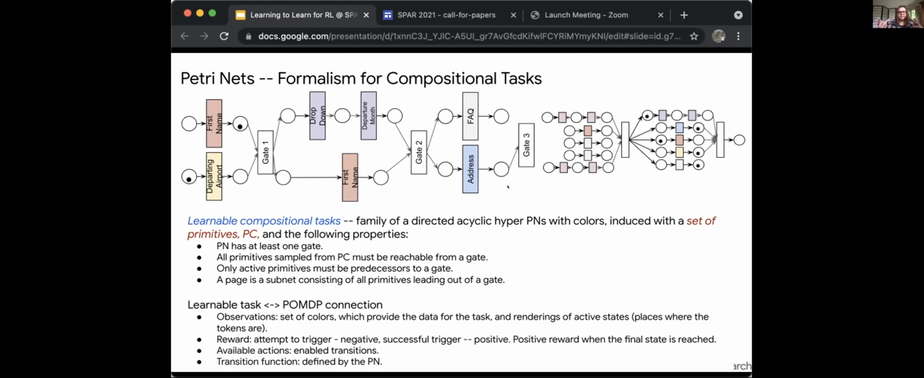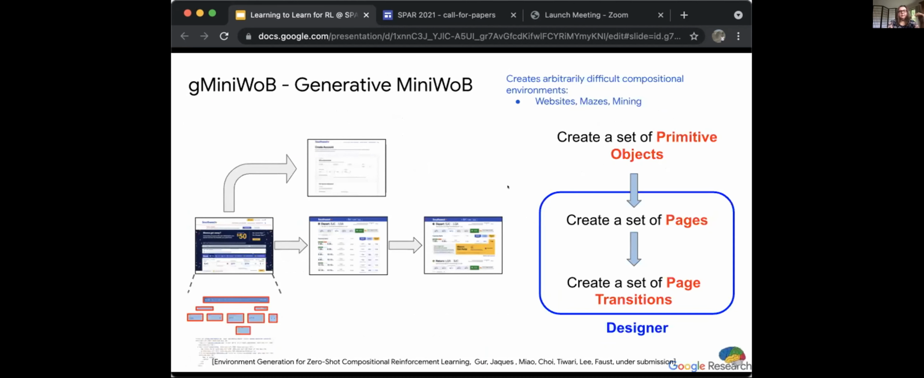And then learnable: now we have the structure, we understand how to build this task and what is the space of the generalizable tasks. From there, we can start building these pages from the primitives. So given a set of primitive objects, we can create a set of pages, and then we can connect these based on the Petri net allowed transitions. And that sets us then to be able to generate new websites that have not been seen before with arbitrary complexity.